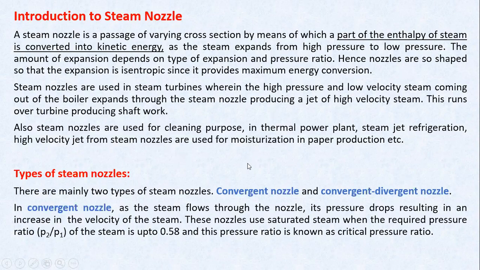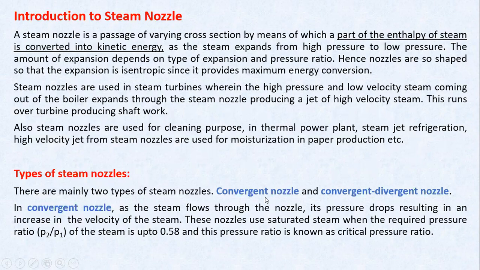Also, these nozzles are shaped in such a way that the expansion process is isentropic, so that it provides maximum energy conversion. As I said earlier, these steam nozzles are used in steam turbines to convert high pressure, low velocity steam to a low pressure, high velocity jet coming out of the nozzle. These steam nozzles are also used for cleaning purposes in thermal power plants, steam refrigeration, etc.